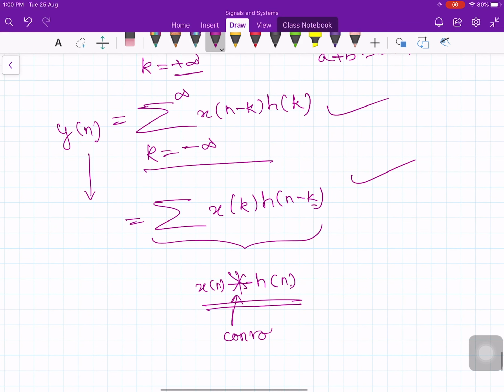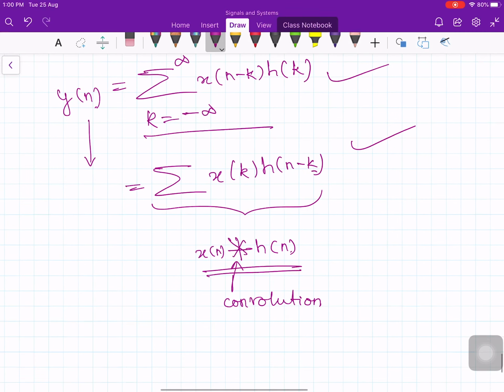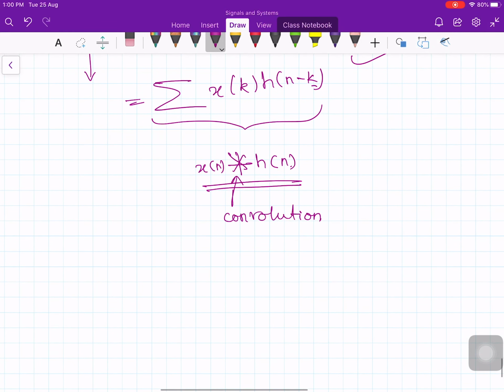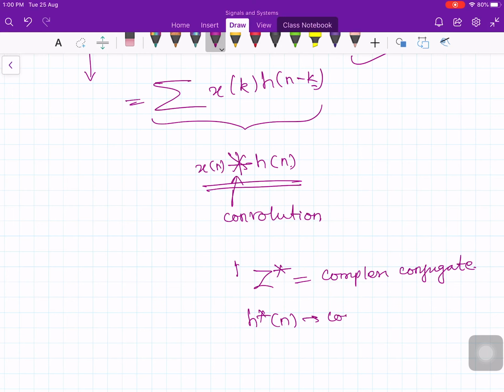In this particular context, if the star is written above the symbol, it represents the complex conjugate. You are taking the complex conjugate operation. Like if I put h star of n, then it is the complex conjugate of h of n. If the star is written above a symbol, then it is a complex conjugate, and if the star is written on the horizontal line, then it is a convolution.